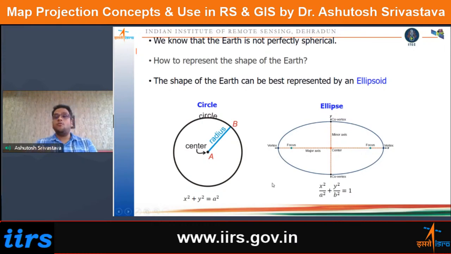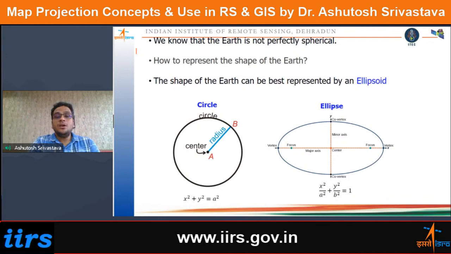Now, what is a sphere? Take the circle and rotate it about its diameter, the vertical diameter. Now imagine a three-dimensional geometry will be created. What is that? That is a sphere. It will look like a sphere.